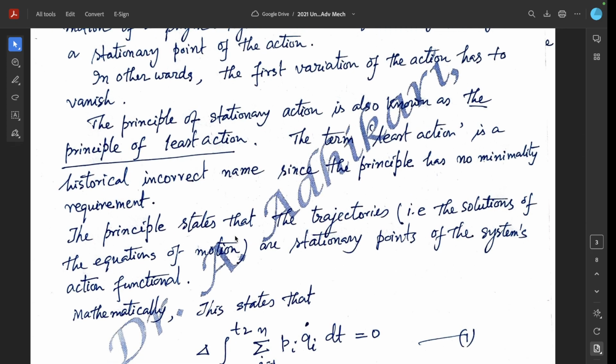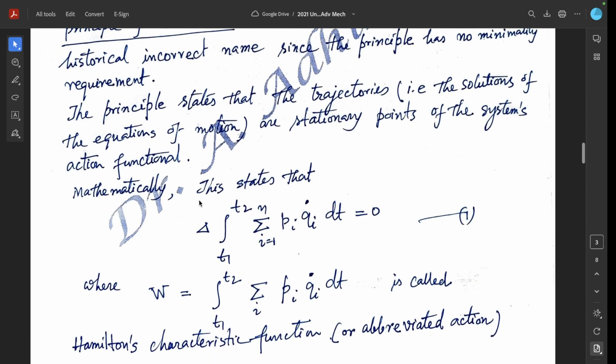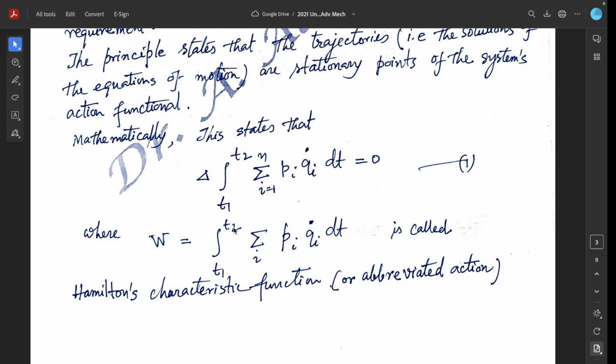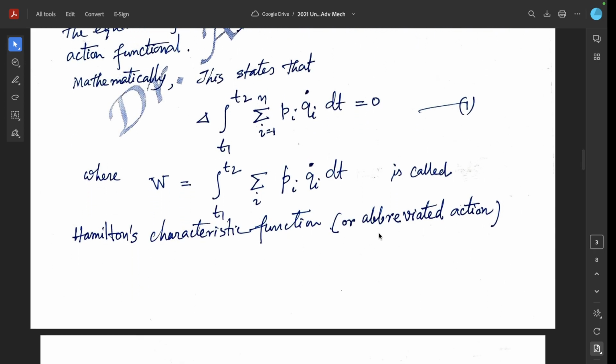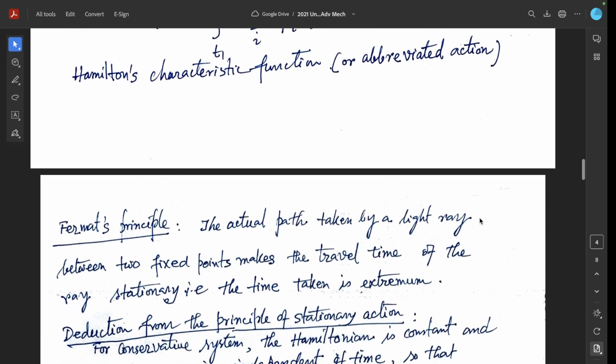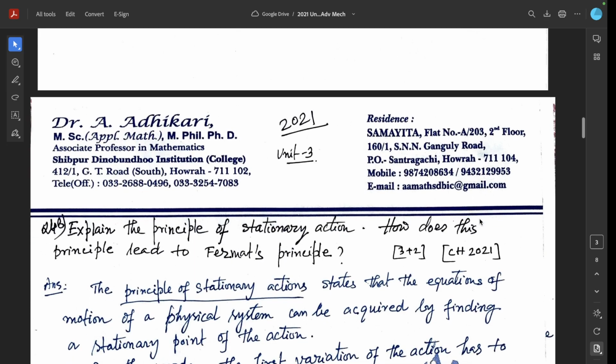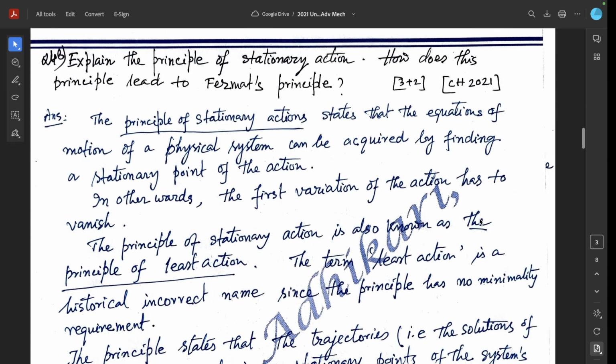The principle states that the trajectories, that is the solutions of the equations of motion, are stationary points of the system's action functional. Mathematically, this states that delta integral from t1 to t2 of the summation over i from 1 to n of p i q i dot dt equal to 0, where W equal to the integral from t1 to t2 of the summation over i of p i q i dot dt is called Hamilton's characteristic function or abbreviated action. And this is the principle of stationary action or principle of least action.